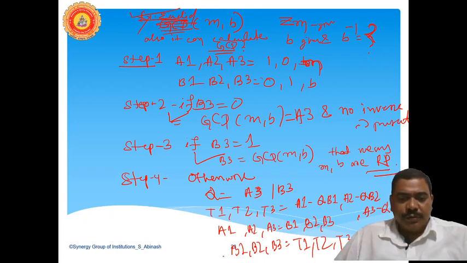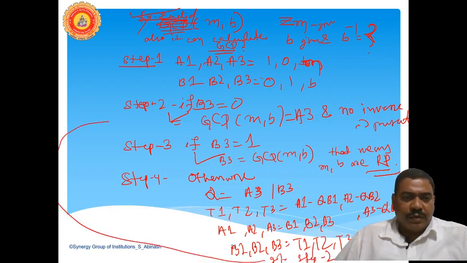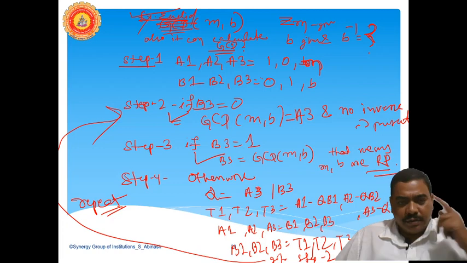So after doing this, you have to go to step 2 and repeat this process till you are getting either 0 or 1.